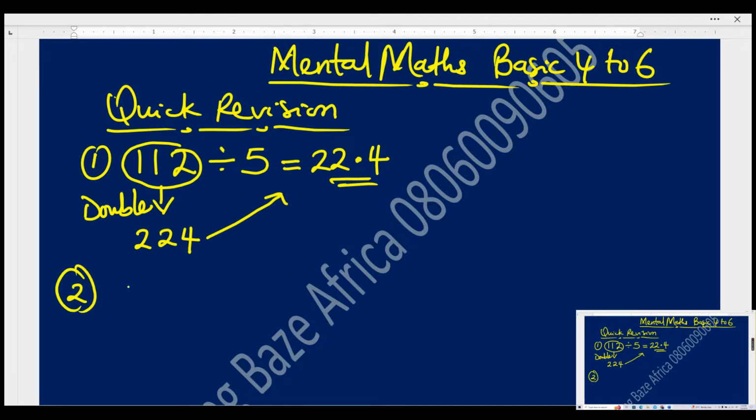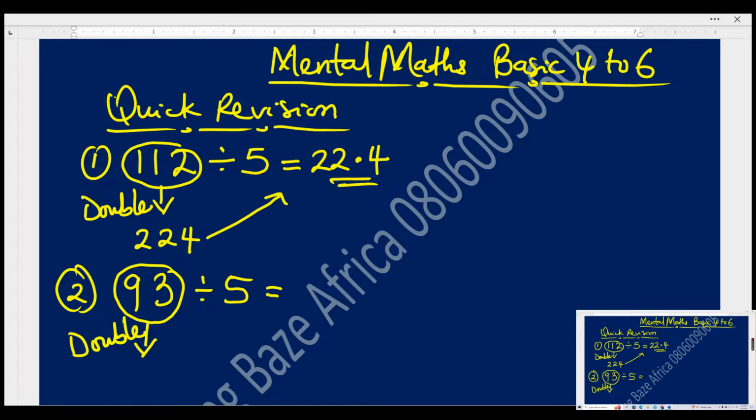Here is another example. What is 93 divided by 5? The first thing you need to do is to identify the dividend, which is 93. Double 93. When you double 93, you're going to have 186. Then introduce a decimal point before 6, which is the last digit. So that will be 18.6. Introduce a decimal point, that will give us 18.6.